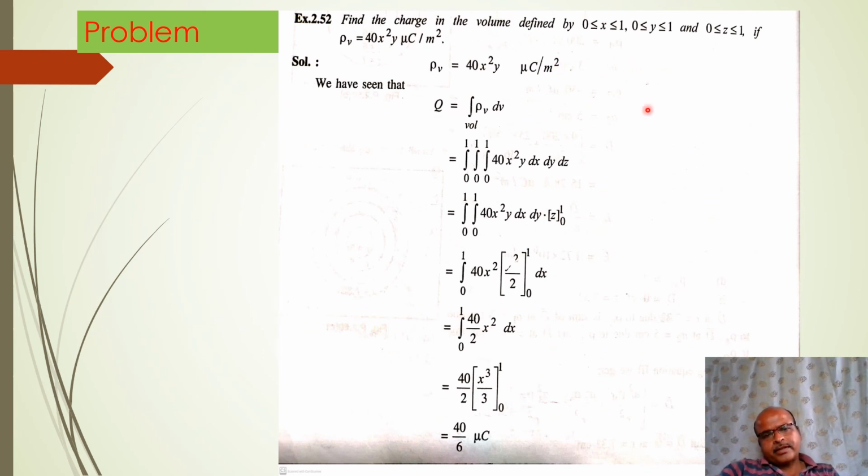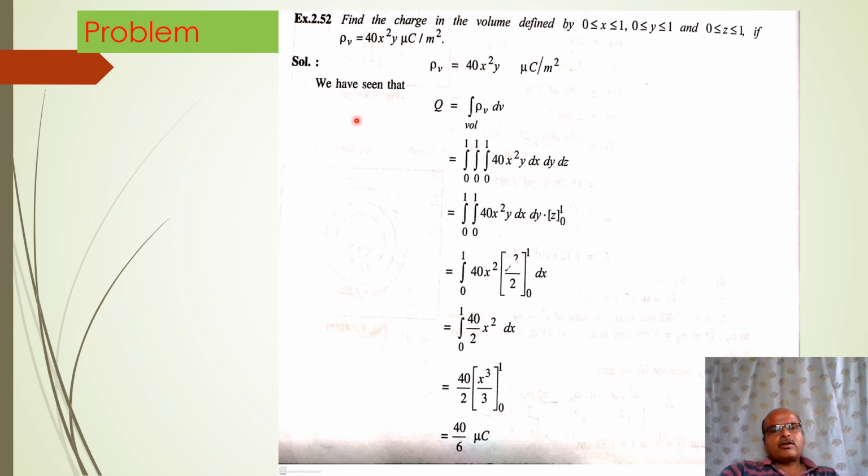Then we will take one simple problem on this derivation. Find the charge in the volume defined by 0 less than or equal to x less than or equal to 1, comma, 0 less than or equal to y less than or equal to 1. We are given a volume charge density rho v equal to 40 x square y microcoulomb.